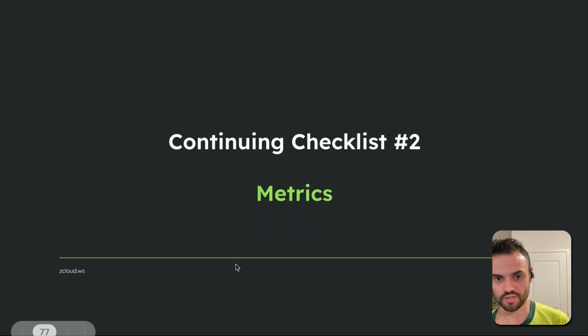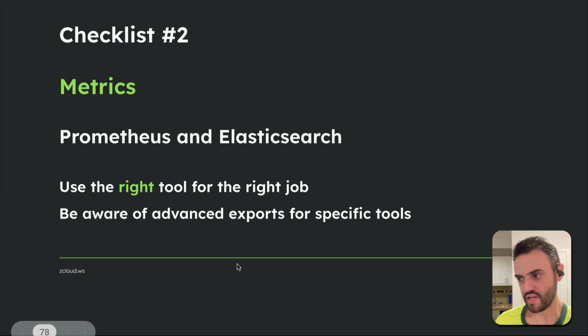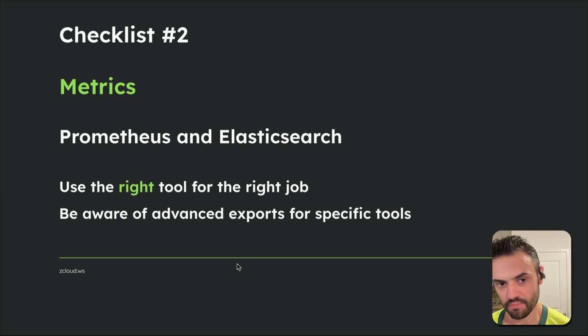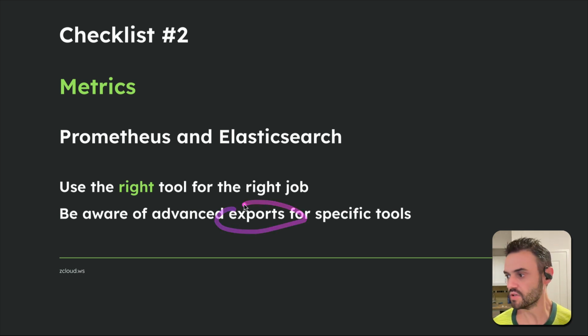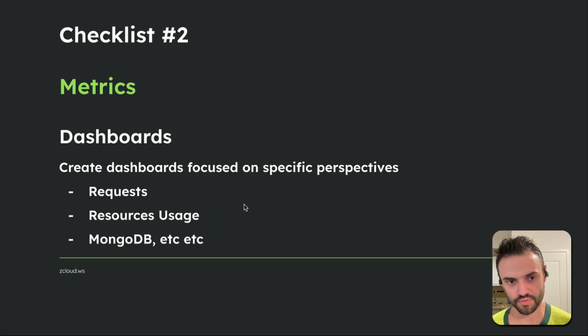So let's talk a little bit about metrics. Today we collect metrics and send them to Prometheus and also to Elasticsearch. Again, use the right tool for the right job, because we have some parts that are better to store in Elasticsearch and other parts that are better to store in Prometheus. And be aware of advanced exporters, that's also really cool. In the Prometheus stack, you have a lot of exporters already implemented for you that can extract more metrics than just CPU, memory, and this basic stuff. I'm going to show some samples now.